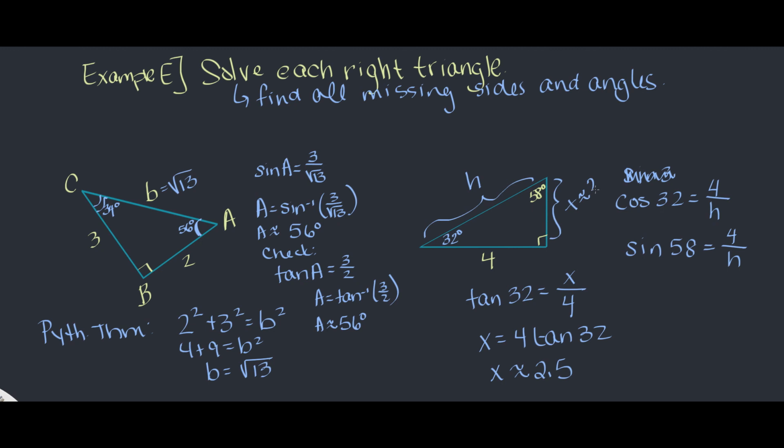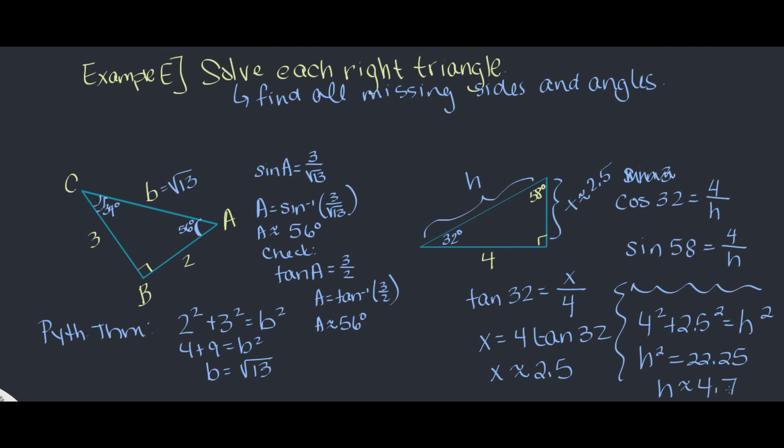Okay, so once we have these two sides of the right triangle, we can really just use Pythagorean theorem to find the third side. 4 squared plus 2.5 squared equals h squared. Again, you're welcome to use trig, but if it's not necessary, the Pythagorean theorem works just as well. So I am getting that h squared is equal to 22.25, which makes the hypotenuse about 4.7. So 4.7, and we've solved this right triangle.